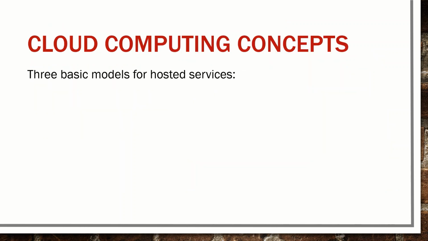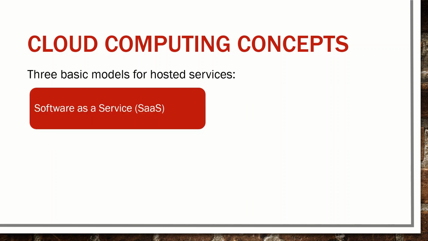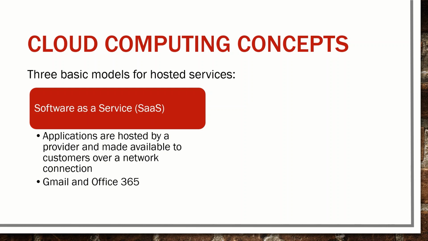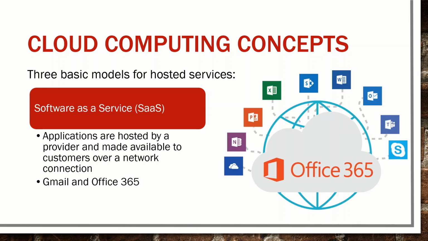Let us move on with the three basic models for hosted services. The first one is Software as a Service, also known as SaaS. This is the most commonly used model. This service is a software delivery model in which applications are hosted by a provider and made available to customers over a network connection or internet using a web browser. Many applications are delivered in this way, where username and password are required to access the applications. Gmail and Office 365 are examples of SaaS.